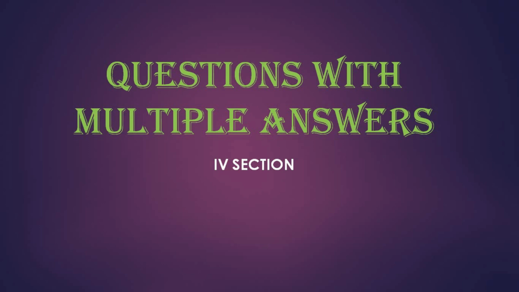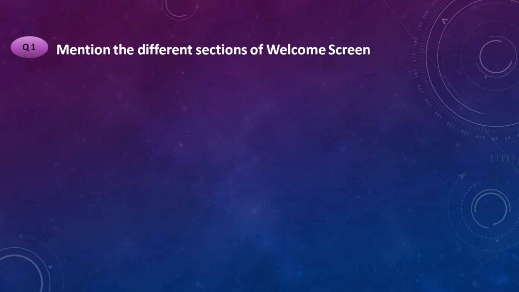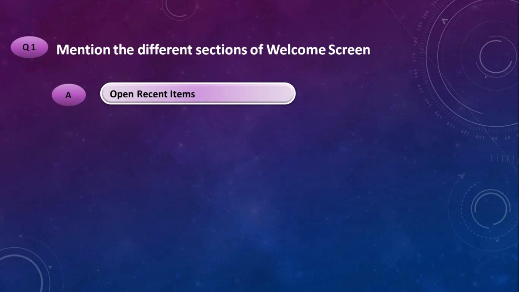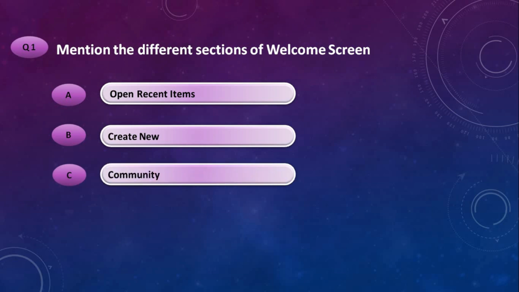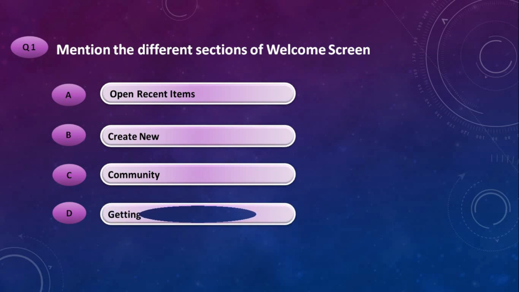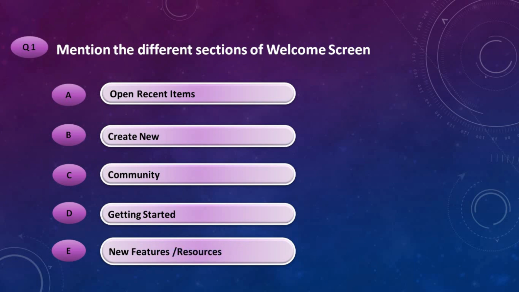Moving on to the next session, questions with multiple answers. The first question, mention the different sections of welcome screen. So what are the options you have in welcome screen? Open recent items, create new, community, getting started, new features, and we also have resources.